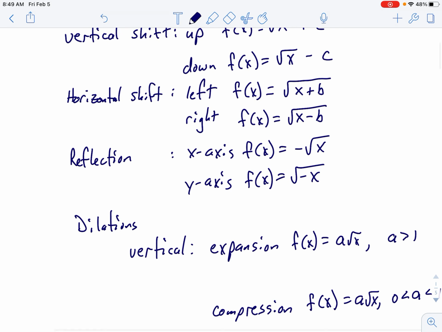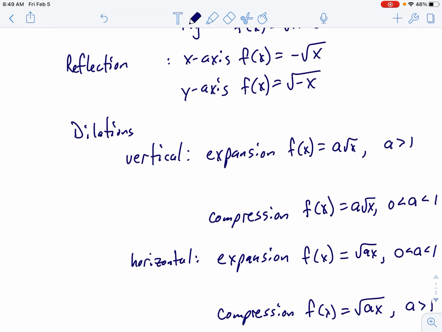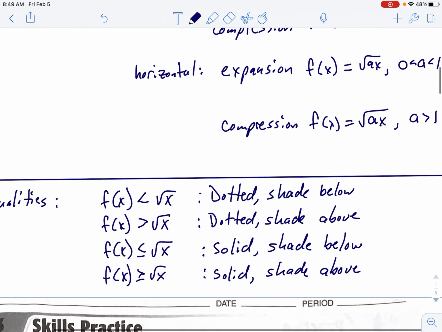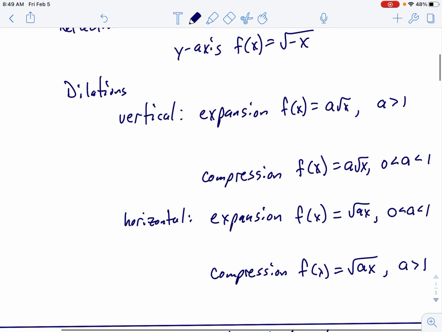If you recall from geometry, those were called translations. You can reflect the graph over the x-axis or over the y-axis, and those are just called reflections. And you can dilate the graph, called dilations. Vertically, you can expand the graph by multiplying it by a number greater than 1, or compress it by multiplying it by a number between 0 and 1. Between 0 and 1 would be a decimal like 0.5, or a fraction like 3/4, a proper fraction.